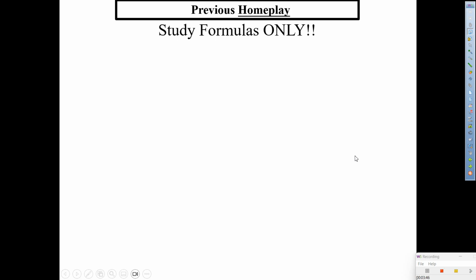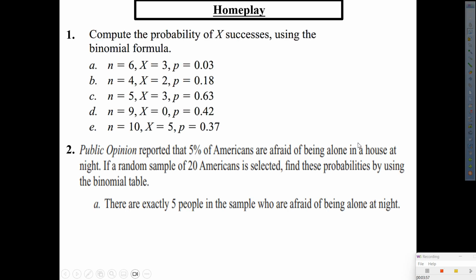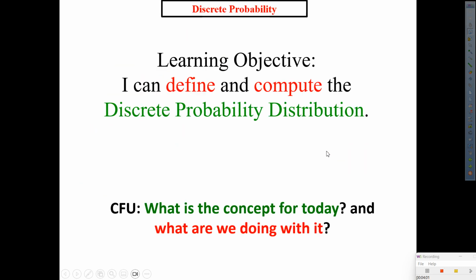All right, so of course you guys have been studying your formulas, yes? Because Friday's coming. Let's go, Cole. Tonight's homework looks something like that. Oh, yes. All right, get a Cornell note going, please. I can define and compute the discrete probability distribution.